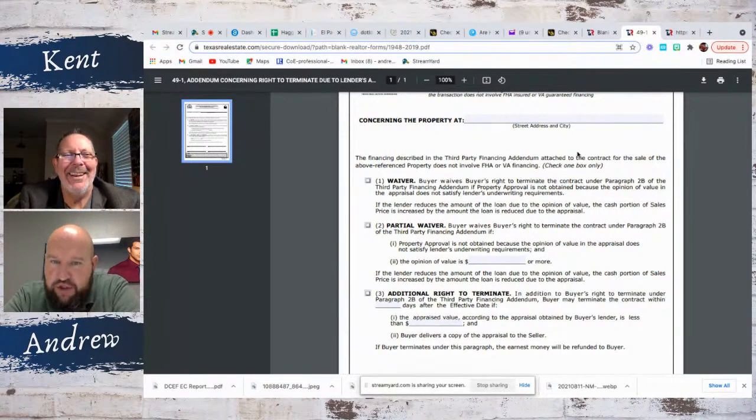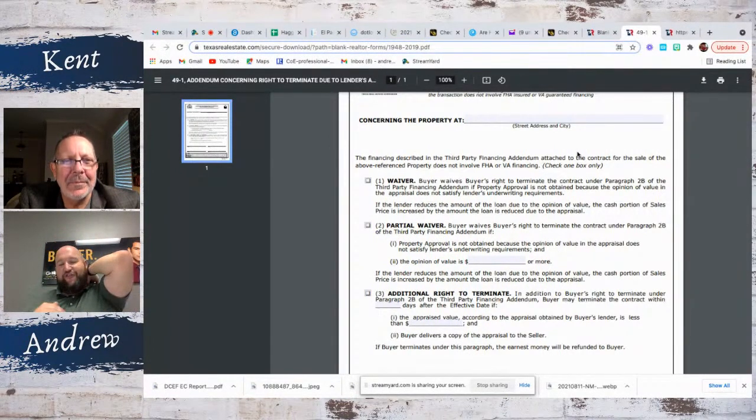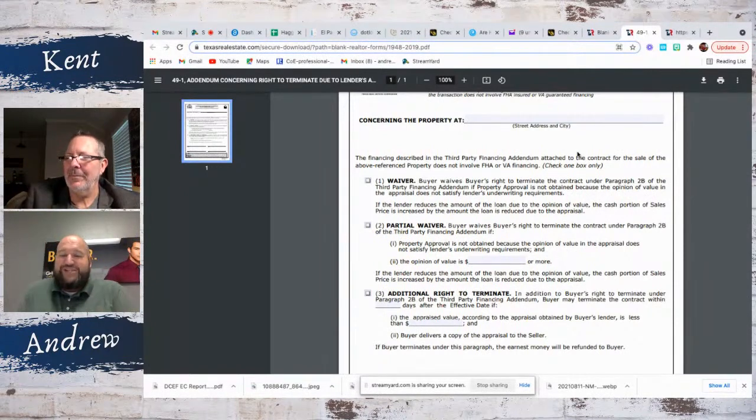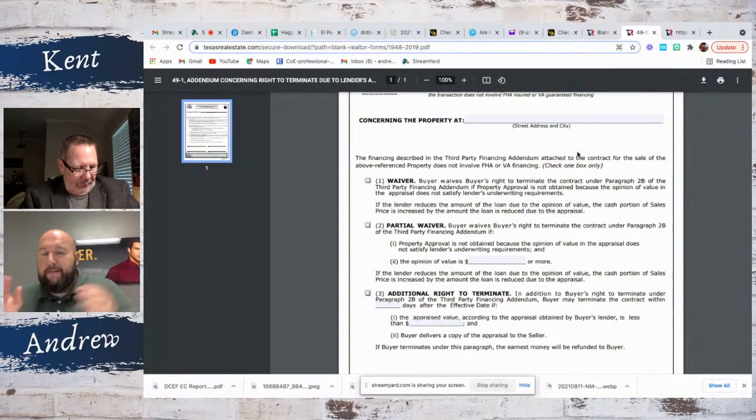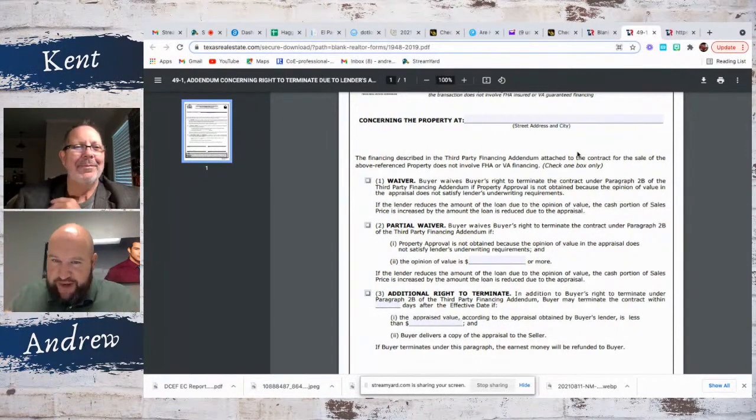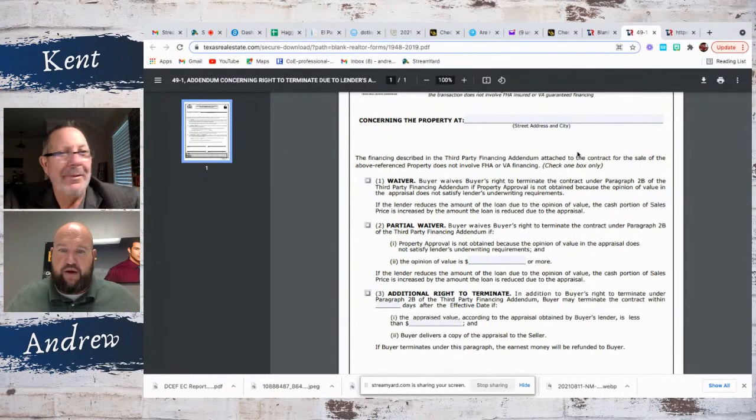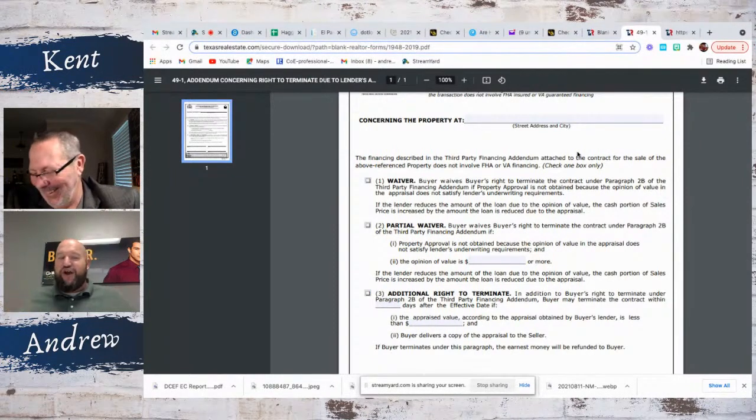Paragraph 2 is a partial waiver. Buyer waives buyer's right to terminate the contract under paragraph 2B of the third-party financing addendum if property approval is not obtained because the opinion of value of the appraisal does not satisfy lender's underwriting requirements and the opinion of value is blank or more. This is setting a floor, okay? So it's saying, listen, as long as it appraises for at least, and we'll use the number 235, I'll pay the difference up to 250. But it's setting a floor. Please, for the love of God, and I've seen it so many times, don't put $15,000 there. Because what you're saying is, as long as this home appraises for $15,000, yes, I will buy this house.